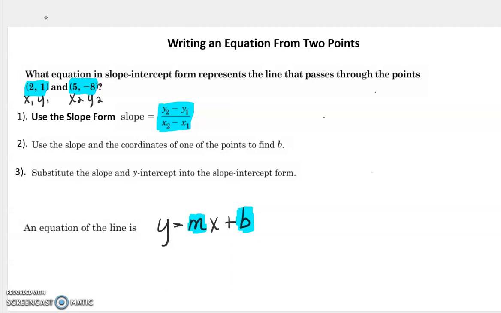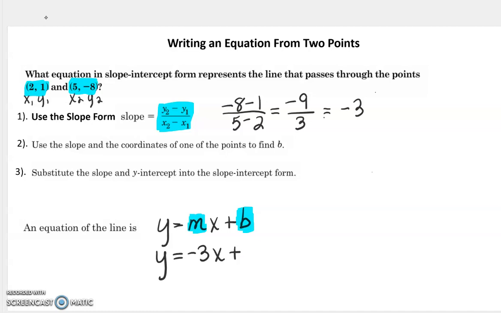So y2, I'm just going to go to my little key here, is going to be negative 8 minus y1, which is 1, over x2, which is 5, minus x1, which is 2. I'm going to simplify this, so negative 8 minus 1 is going to be a negative 9 over 5 minus 2, which is 3. Negative 9 over 3 is a negative 3. So our slope is a negative 3. I'm going to go ahead and plug that in. Instead of this m, I'm going to say it's negative 3. y equals negative 3x plus b.